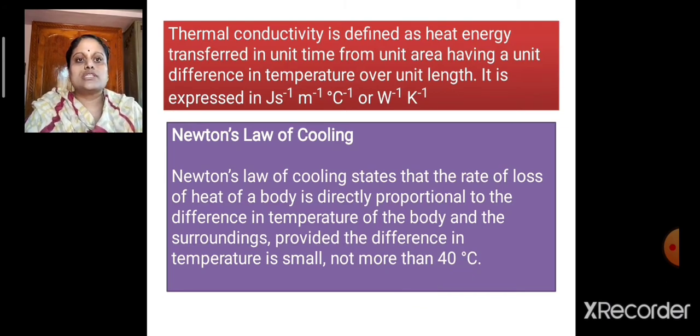Now let us see what is meant by thermal conductivity. Thermal conductivity is defined as the heat energy transferred in unit time from unit area having a unit difference in temperature over unit length. It is expressed in joule per second per meter per degree centigrade, or watt per meter per Kelvin, W m^-1 K^-1.